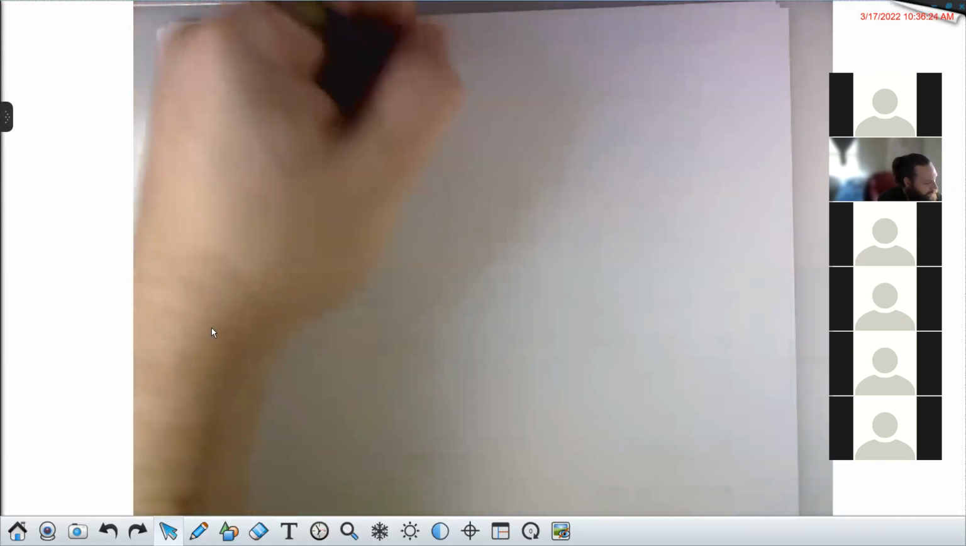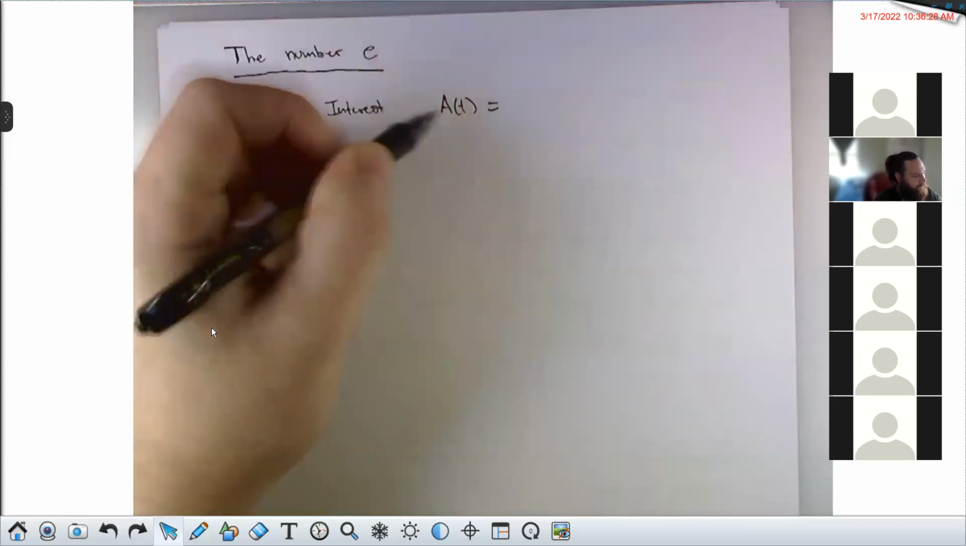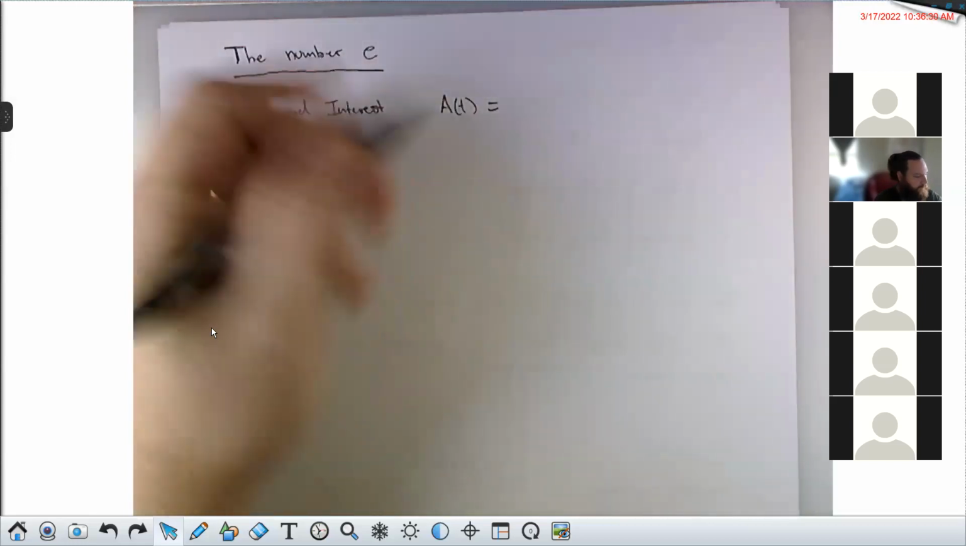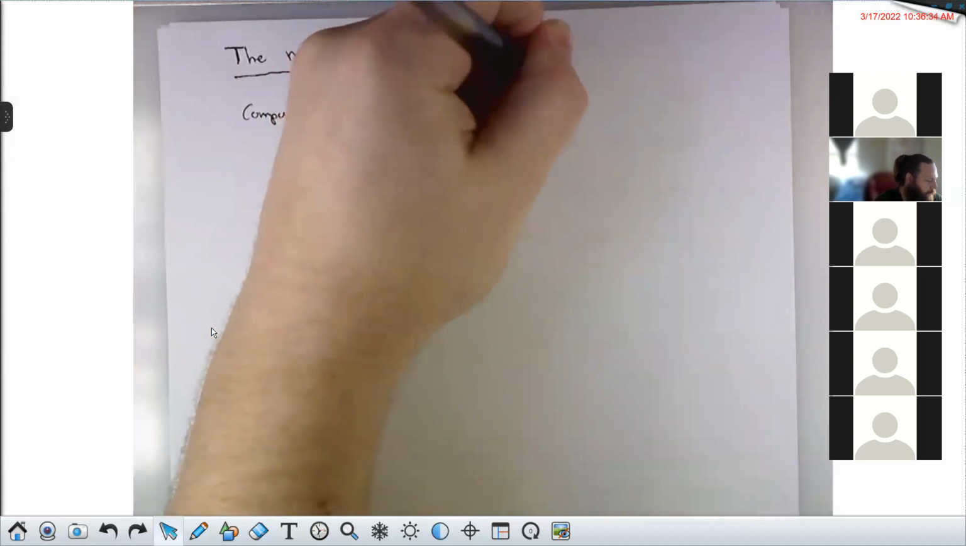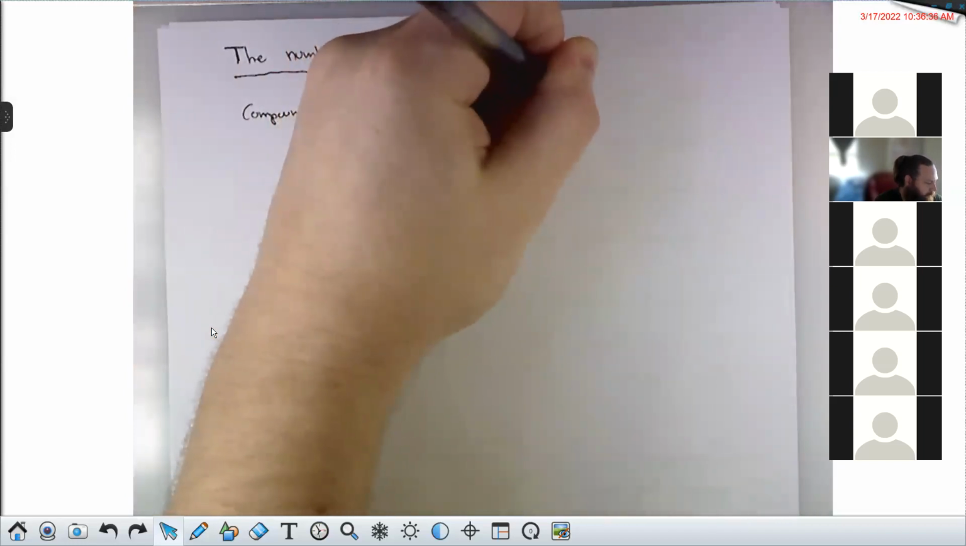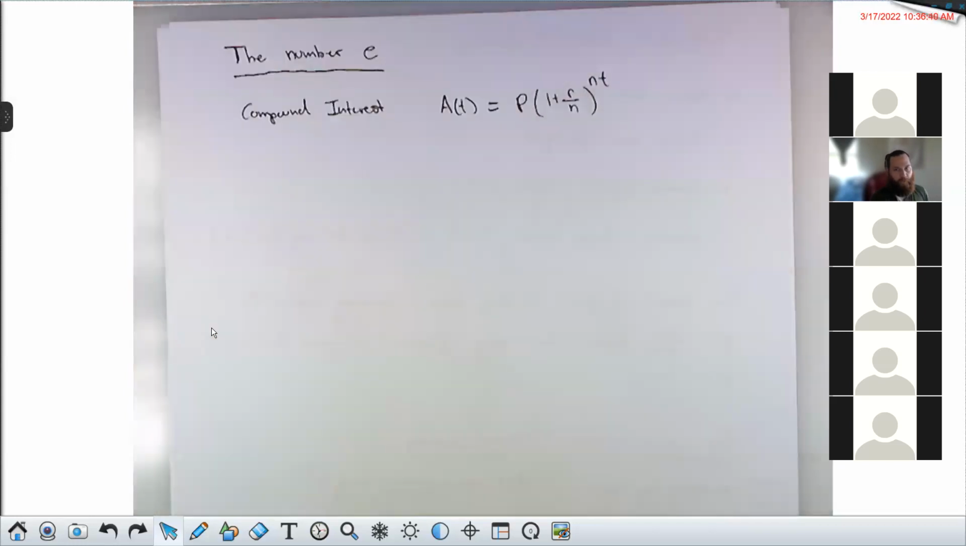So the formula that we usually see here is that the amount in the account, t units of time after making the deposit, is the principal times 1 plus the interest rate over the number of compoundings, raised to the number of compoundings times the time. Don't worry too much about this. This isn't something that you're going to have to work with right now.